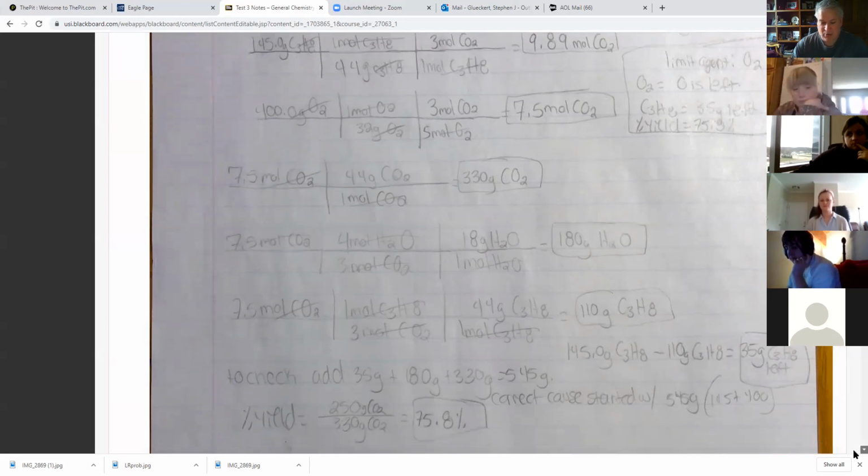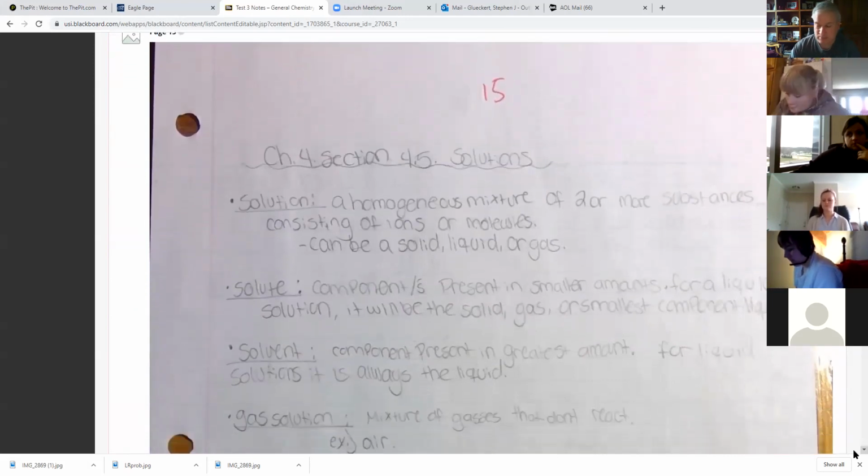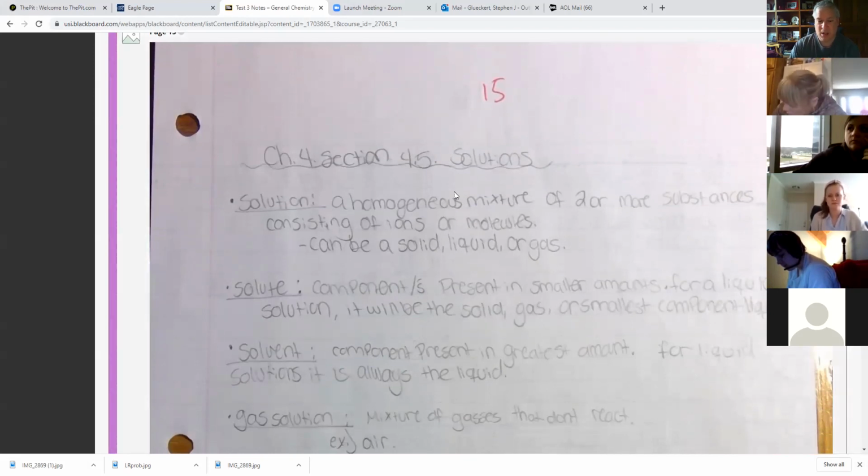Okay. Next thing we're going to do is talk about solutions. We've already done a little bit of this in lab. And for those of you who have lab on Wednesday, the titration lab involves dealing with solutions. I'm going to skip over some of the definition stuff pretty fast; you can go back to it. We can define a solution to be a homogeneous mixture of two or more substances consisting of ions or molecules. Those solutions can be solid, liquid, or gas.